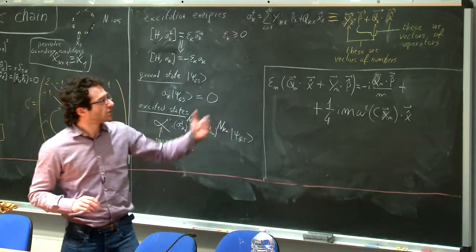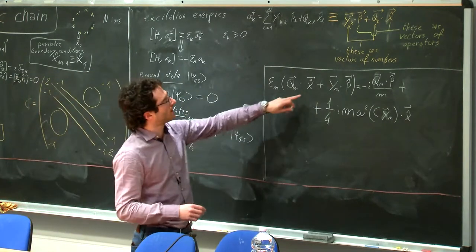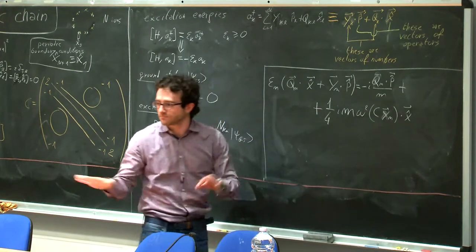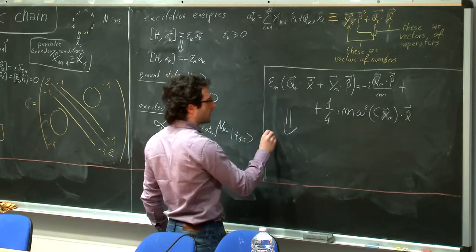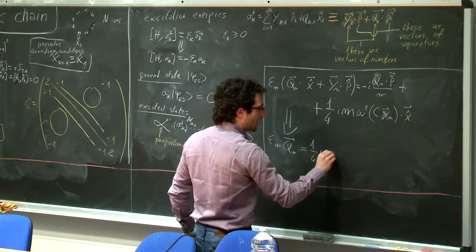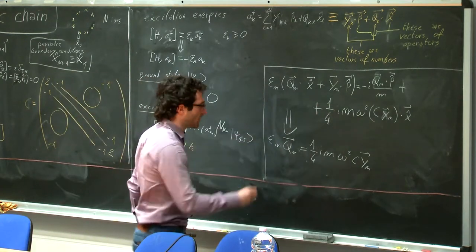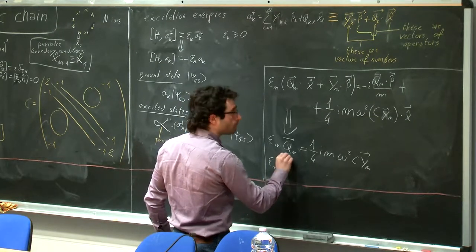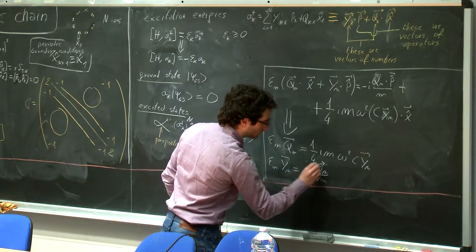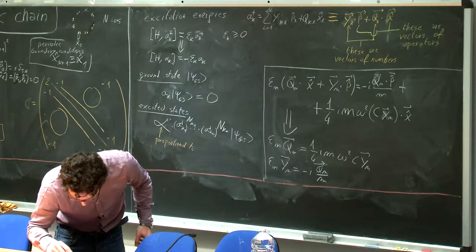So first of all, what does it mean? Here you see that there's a linear combination of x and p, both here and here. So the only way to satisfy this equation is that all the coefficients for x and p separately are equal on the left-hand side and on the right-hand side. So this implies that epsilon_n q_n should be equal to 1 over 4i m omega squared y_n. This is one equation. Then we have the other equation for the momentum: epsilon_n y_n is equal to minus i q_n over m. These are probably the equations that I wrote yesterday in the end.